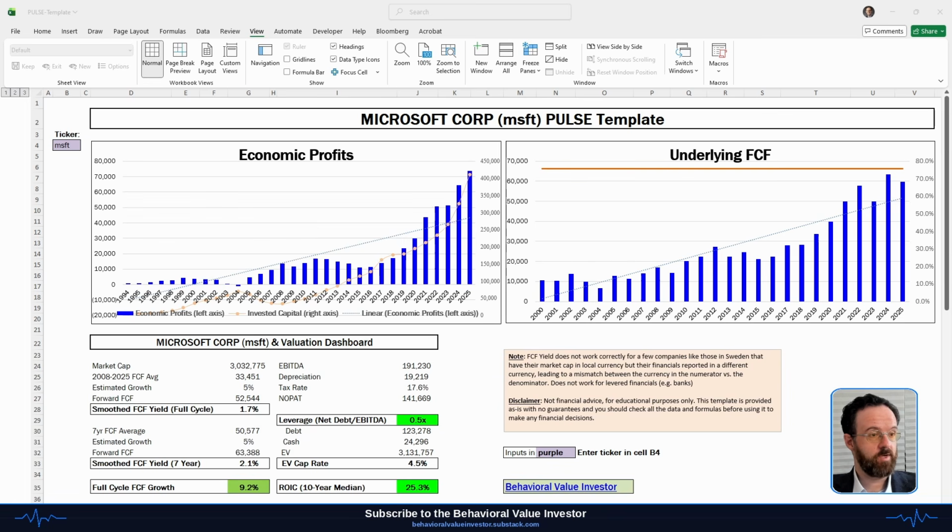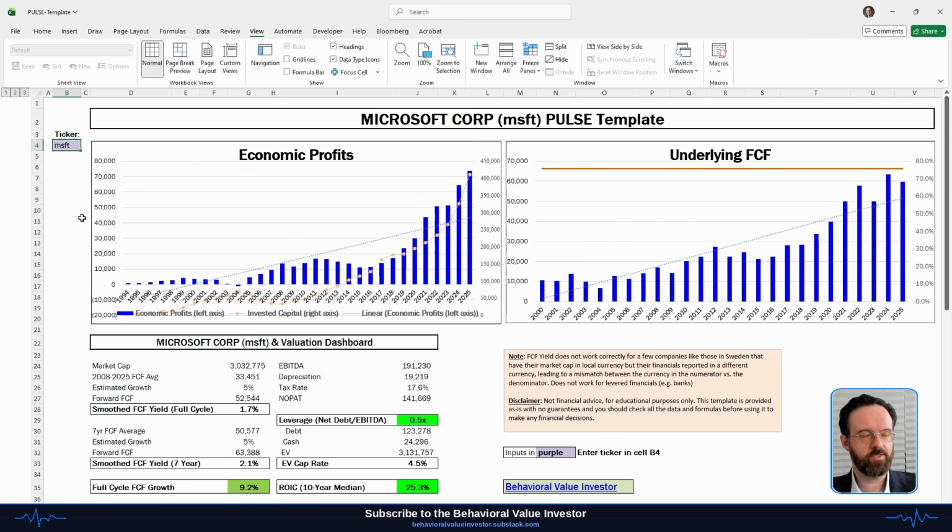Valuation is where it's at for Microsoft, right? You've got a smooth free cash flow yield on a 7-year basis of about 2%. That's a pretty low yield, meaning very high expectations. If you look at EV cap rate, which uses the last 12 months' profits, you basically have 4.5%, which is much better, but it's still not a very attractive valuation. So if we were to summarize the Pulse framework for Microsoft, you basically have a very nice company with a fairly high price.